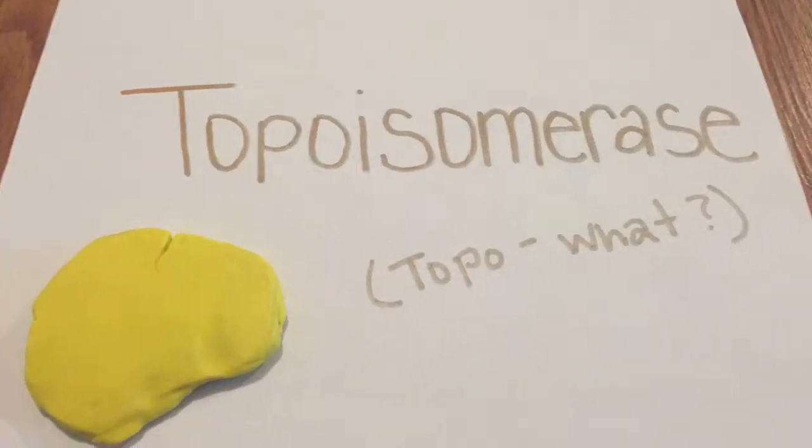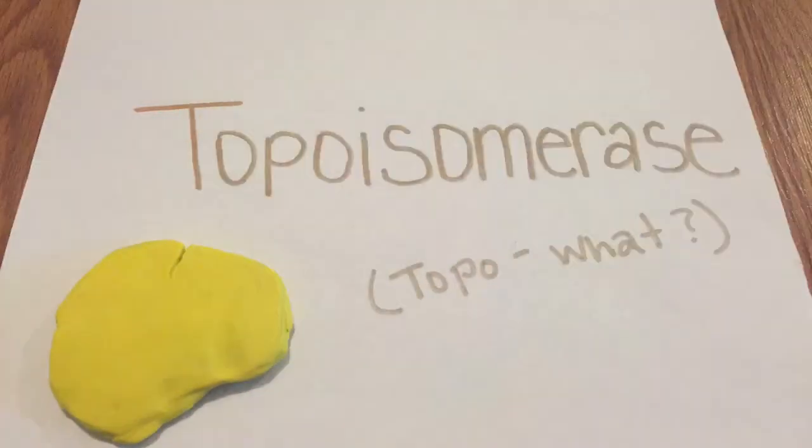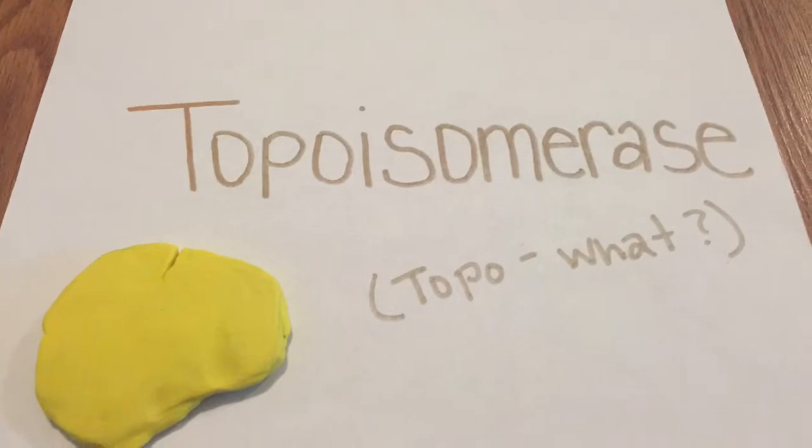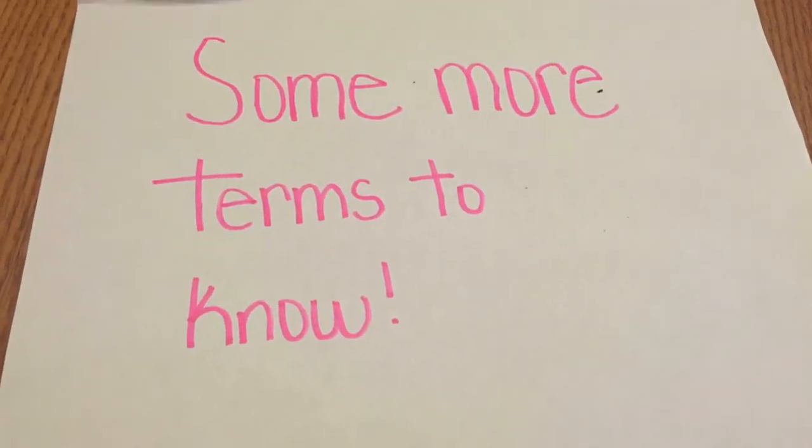And now we have topoisomerase. Just know that it is responsible for making sure that the DNA double helix does not break while DNA replication is happening. And now we have some more terms to know.